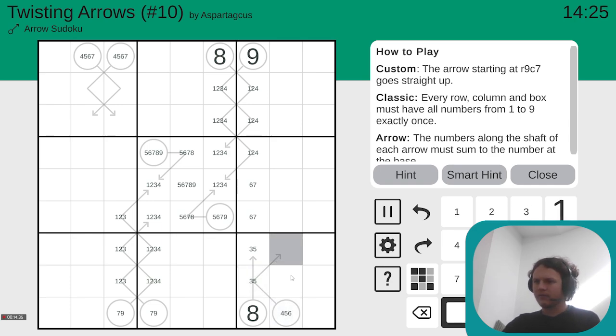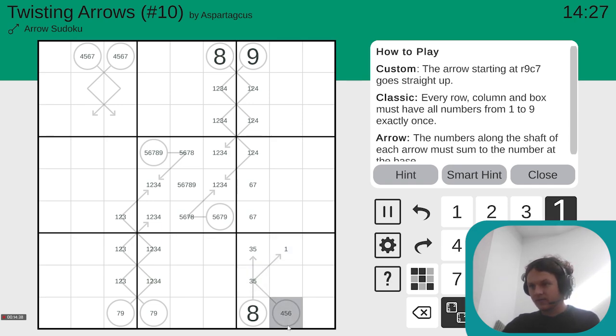Okay, to make 4, that would have to be a 1. To make 5, that would have to be a 2. And to make 6, that would have to be a 1. Okay, so we have either a 1 or 2 there, because we can't be 7, 9, and we can't be 3. Okay.